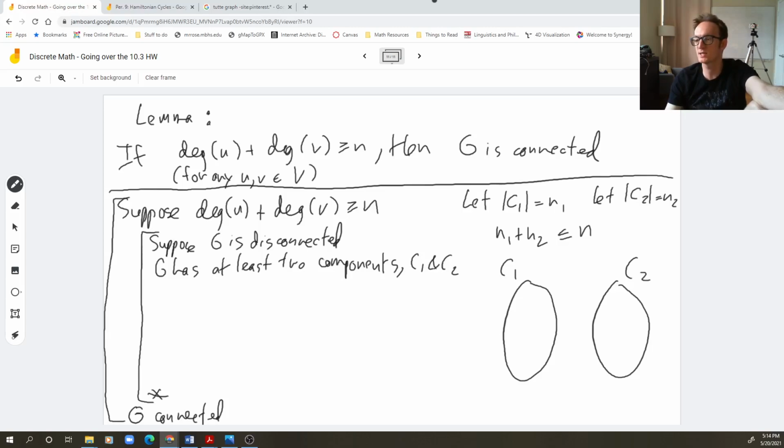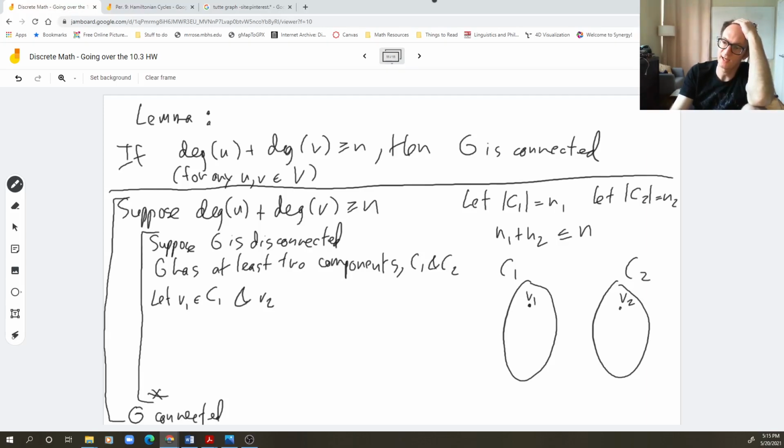Okay, so what does this mean? Well, take some vertex v1 in component 1, and take some vertex v2 in component 2. Okay, so yeah, that's what I want to do. Let v1 be a vertex in component 1, and v2 be a vertex in component 2. All right, so now I just consider the degree of v1 and v2.